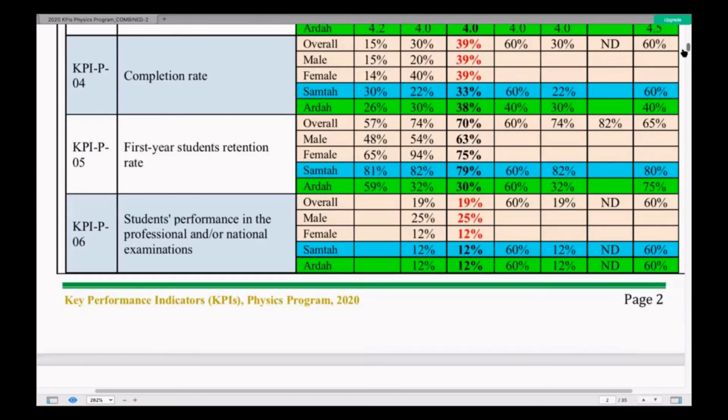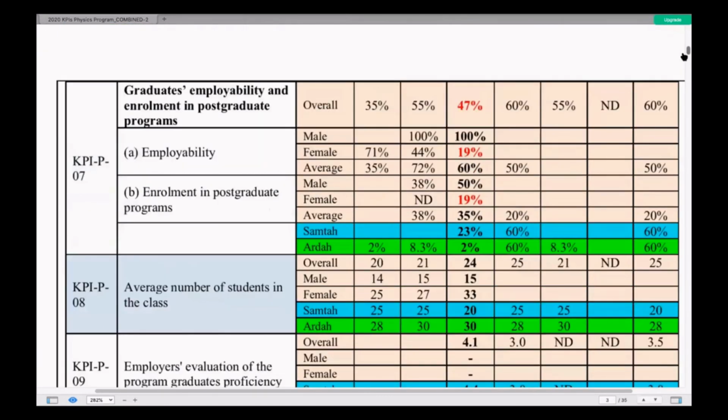And then if you go to KPI number 7, about the employability. So overall and graduation, you can see for female, I don't know if the data is correct or not, but it seems like the data I received shows male 100% employed, but female still very low. Also enrolled in postgraduate. So female here needs improvement.